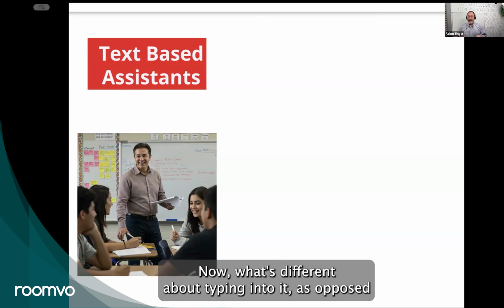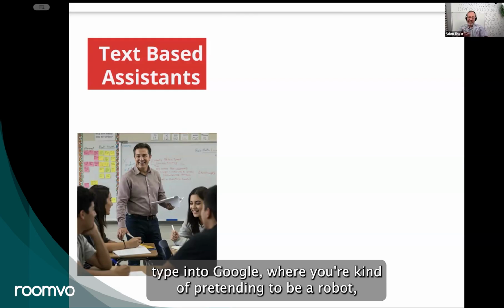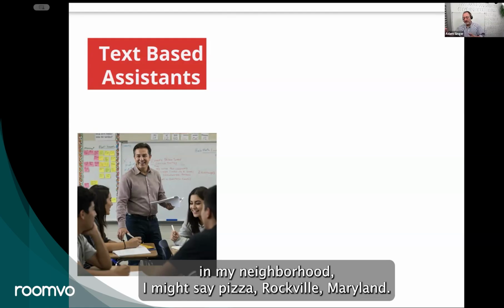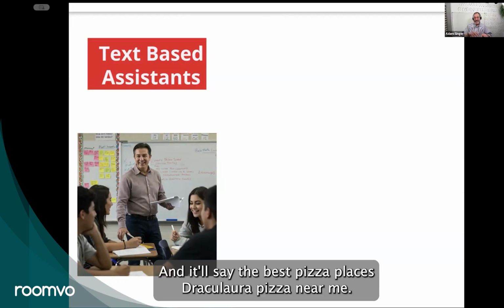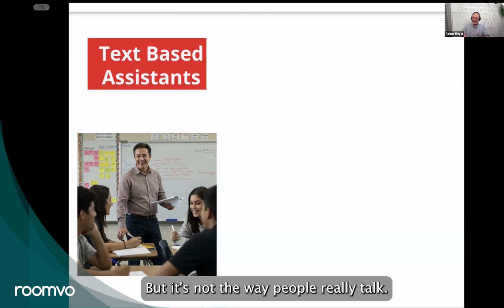Now, what's different about typing into it as opposed to what we're all used to with Google is that, unlike typing to Google, where you're kind of pretending to be a robot, if I want to know what my kids will like for dinner in my neighborhood, I might say pizza, Rockville, Maryland, and it'll say the best pizza places in Rockville, Maryland. Pizza near me. That's the way that we talk to Google, but it's not the way people really talk.